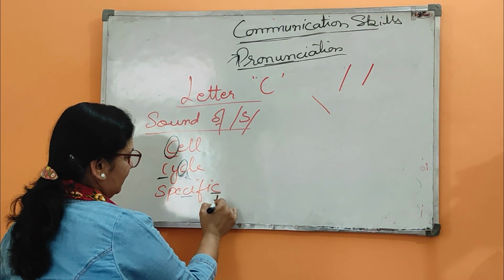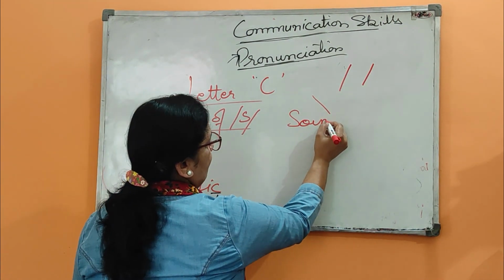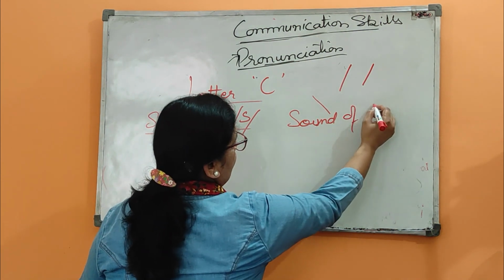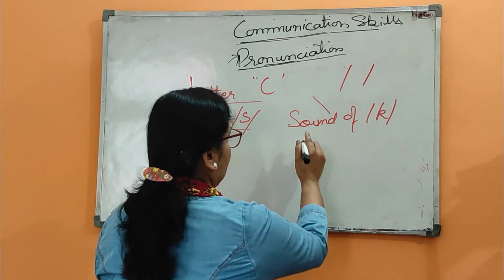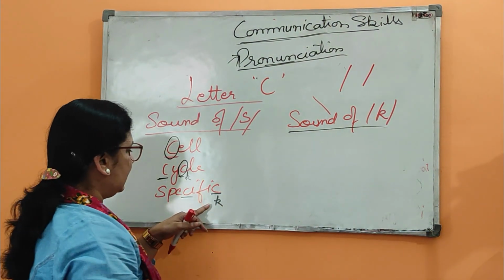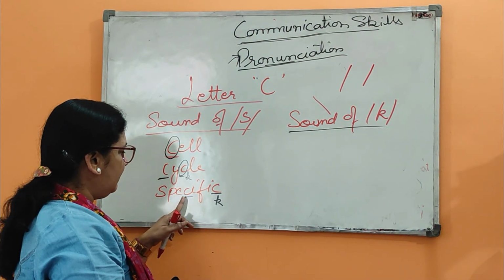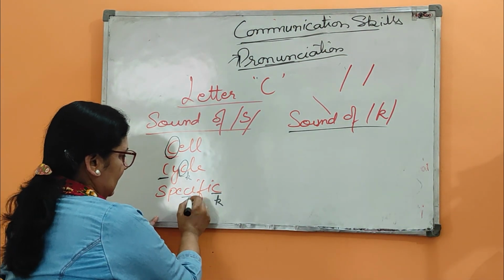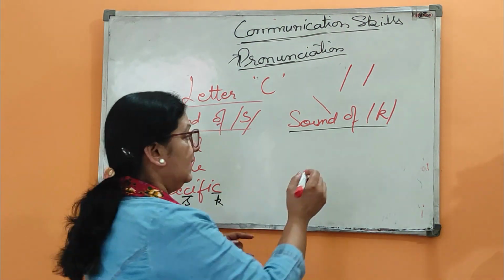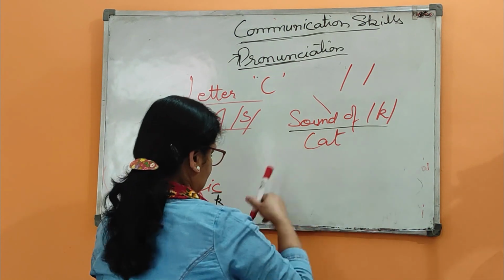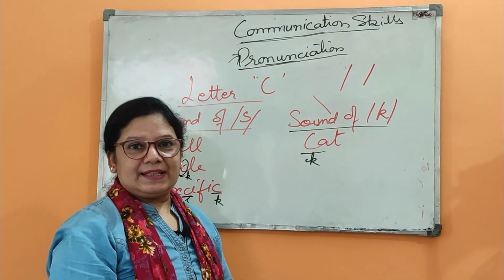Specific, here the sound is K. So I must say that there is sound of K also, when we use C. So for the sound of K, two examples are there. Cycle, again S and K. Specific, sound of S and K. And if I take only the sound of K, that is cat. Here the sound of K. Okay, there are more examples.